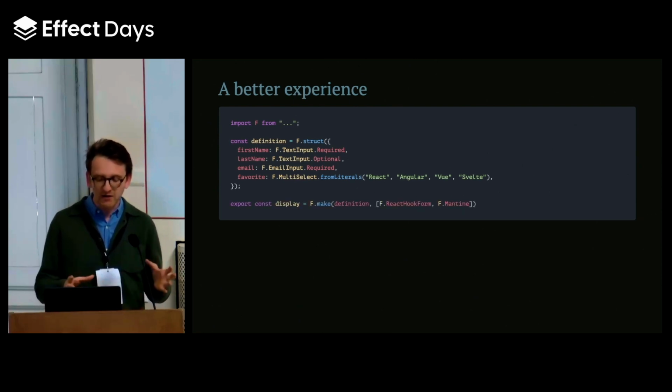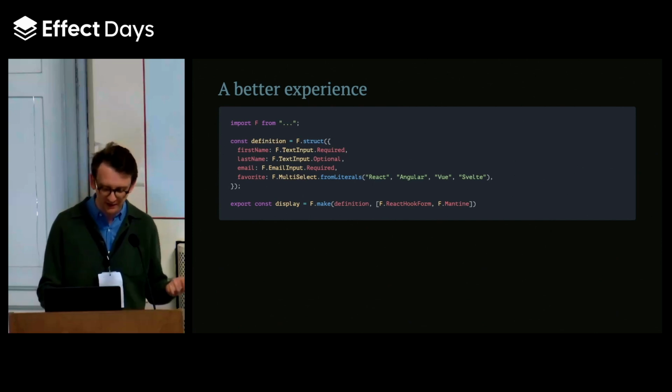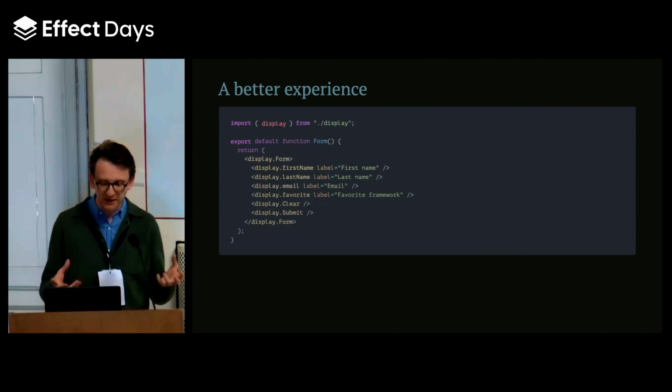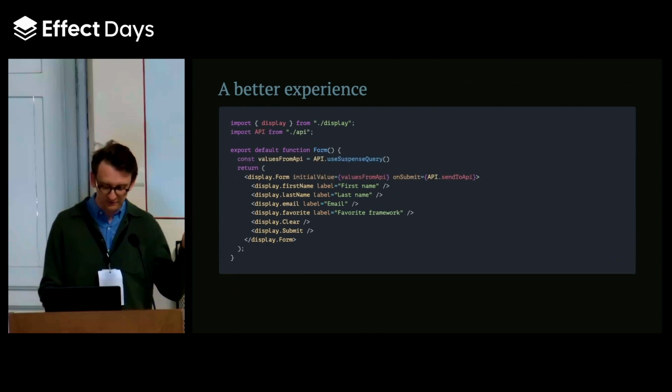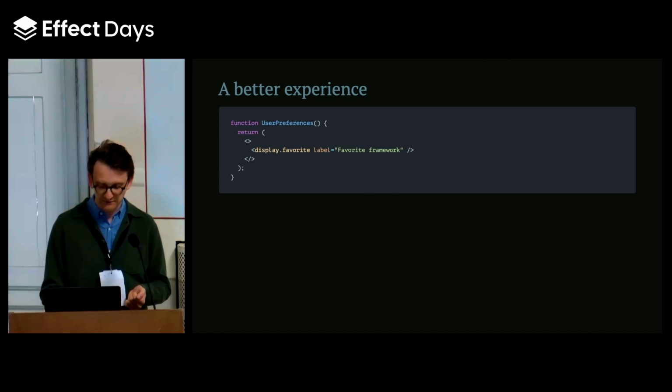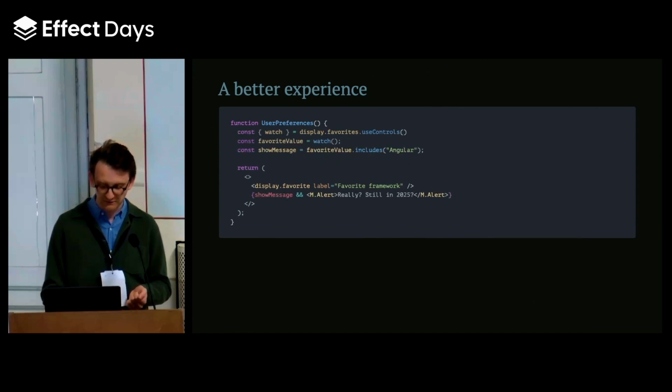And only now can I compile this definition to something that can be displayed. And only now I need to make a choice about what framework I want to use, React Hook Form and Mantine, for example. So now I have this display object that can be rendered on screen. I just pick properties out of this display object and render my form like this. We can add the API stuff like before. We can isolate, add the business logic, and we're done.